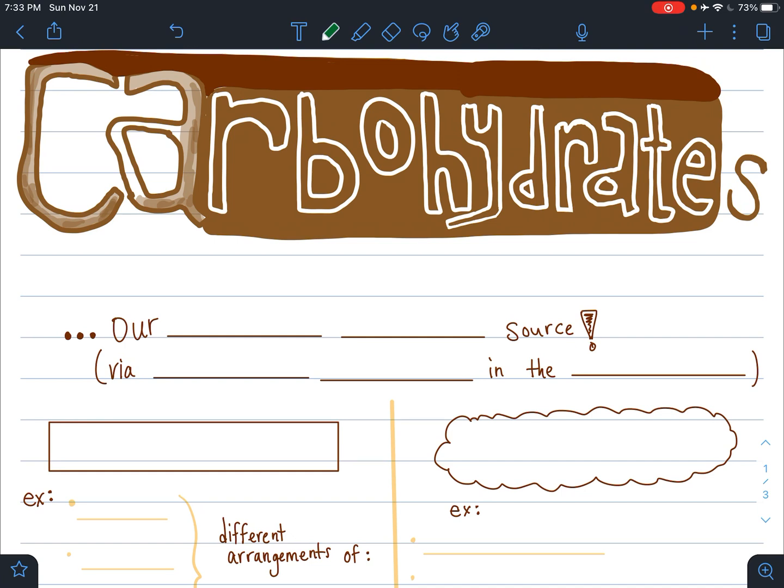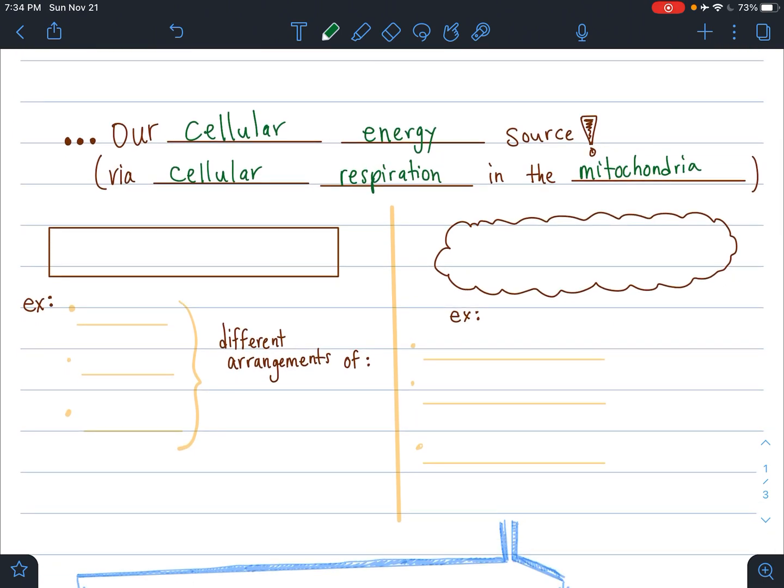So let's begin there. We need to first recall that carbohydrates are our cellular energy source. And this energy source into our cells is through cellular respiration, and cellular respiration occurs in our mitochondria. Remember, cellular respiration is that glucose plus oxygen allows us to create ATP in our cells in the mitochondria. And as our waste products, we excrete CO2 and H2O.